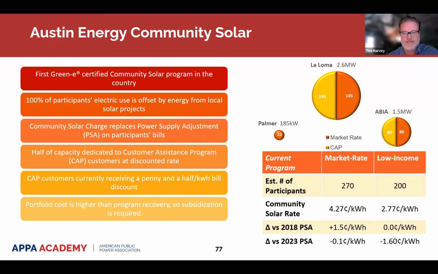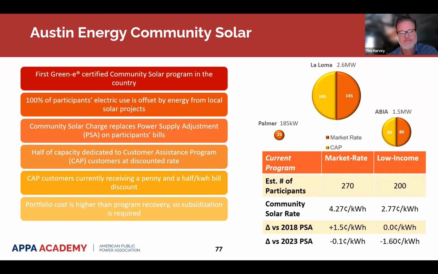And as you can see on the bottom there at the right, it shows the difference between what they were paying in 2018 and what they get now, because they've locked in and the PSA has changed. So now they're starting to save more money because the PSA went up. One other thing that's very important to note is that Austin Energy's portfolio costs are higher than the program recovery. So there is subsidization happening within this program, where non-program participants are subsidizing the program.